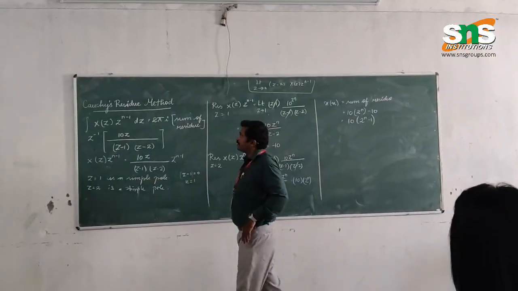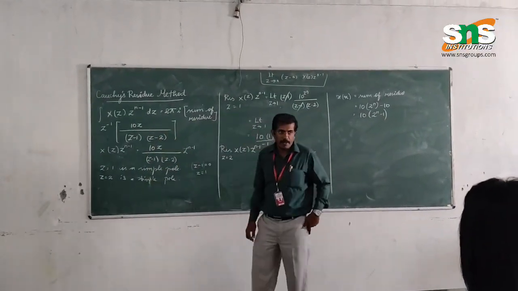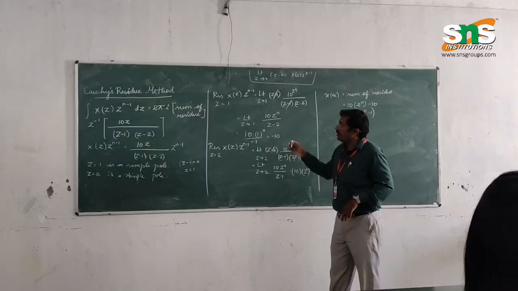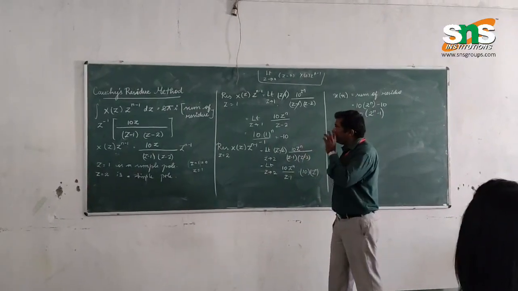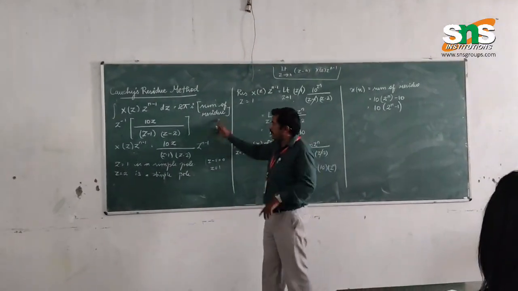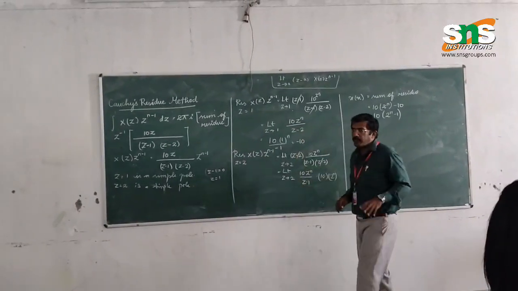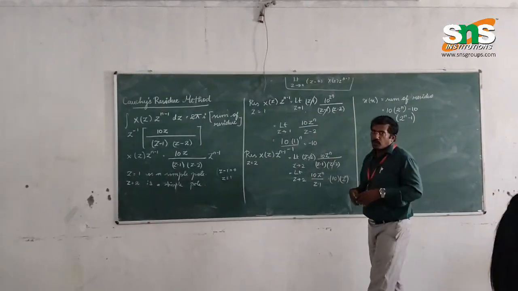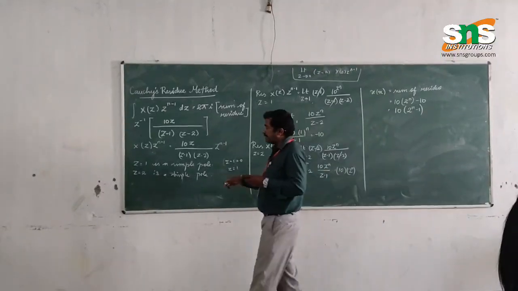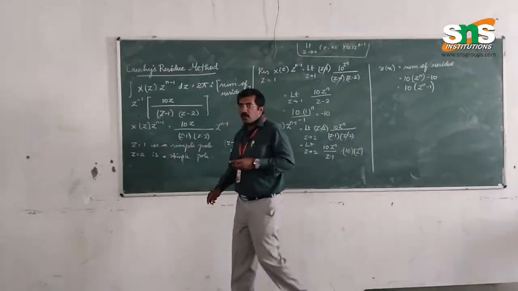Continuing our previous discussion on Cauchy's residue theorem, we are using the concept in the Z-transform. What we discussed is how to find the residue, and that is where we stopped in the previous discussion. Now we are going to solve and find the residues for each Z value, that is, here Z equal to 1 and Z equal to 2.